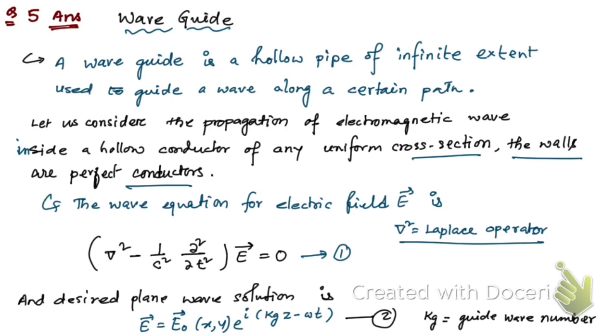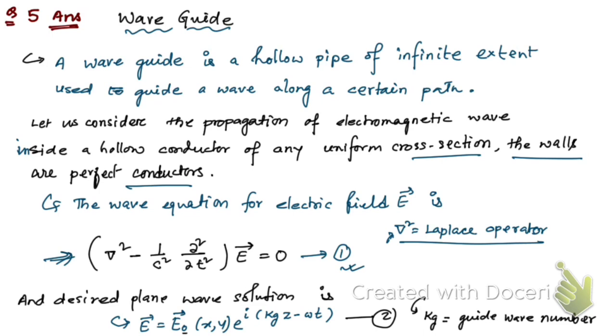Then the wave equation for the electric field will be given by equation number 1, where del square is the Laplace operator. I hope you know this. The solution of this is the desired plane wave solution. This represents the wave propagating along the z axis. The amplitude E0 is a function of x and y, and the wave propagates along the z axis, and kz is the guide wave number.